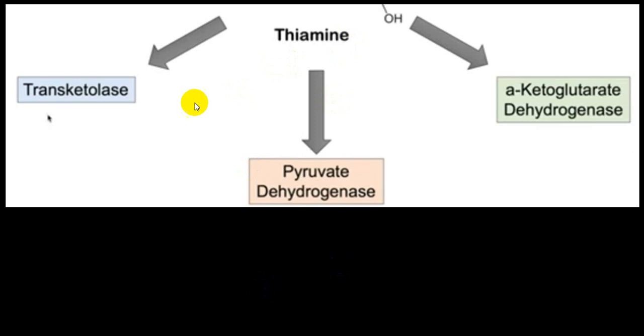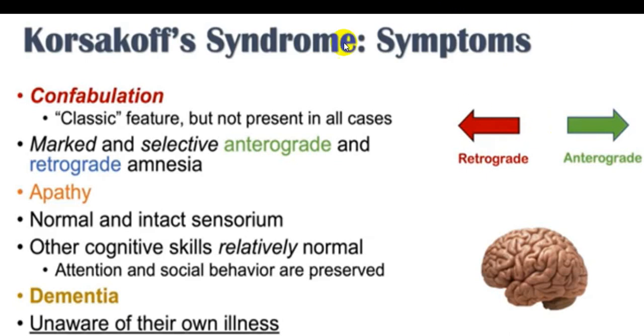So thiamine plays a very important role in three different enzymes: transketolase, pyruvate dehydrogenase, and alpha-ketoglutarate dehydrogenase. And this will produce confabulation, which is a classical feature but not present in all cases. There is marked and selective anterograde and retrograde amnesia. So the person forgets recent memory and past memory.